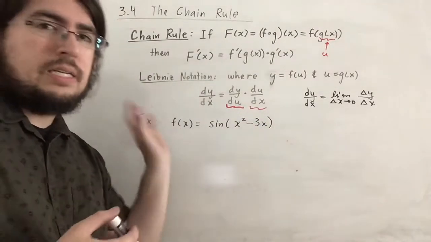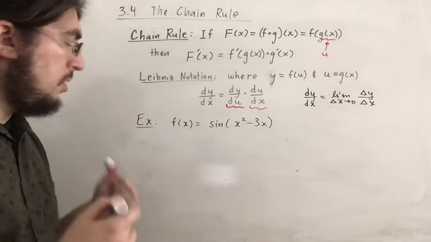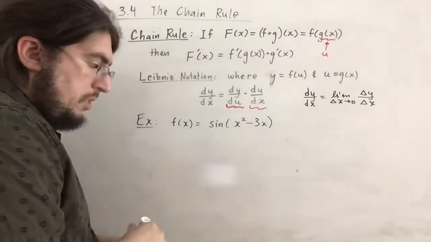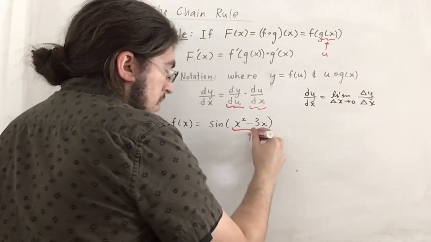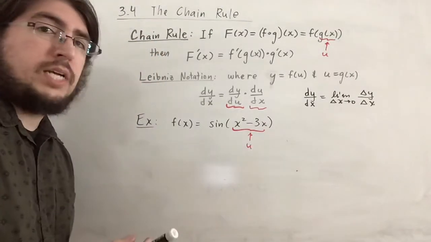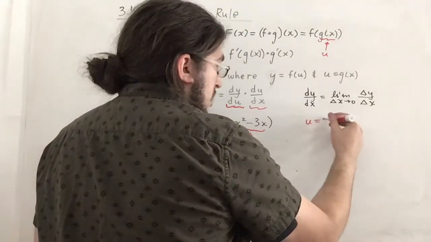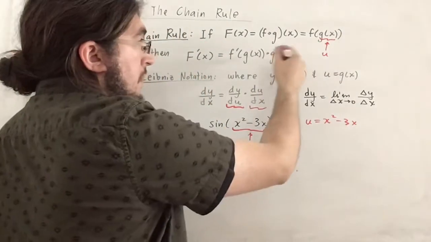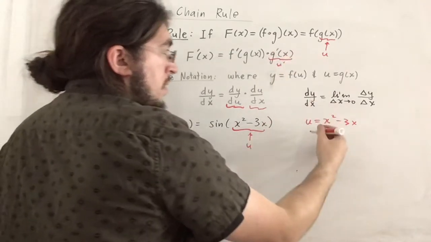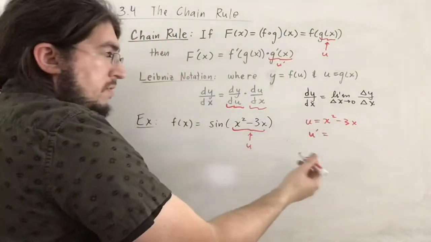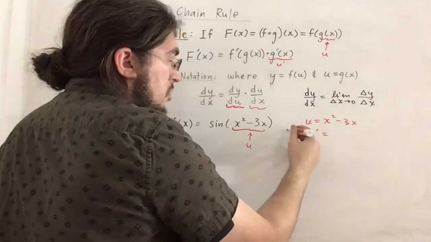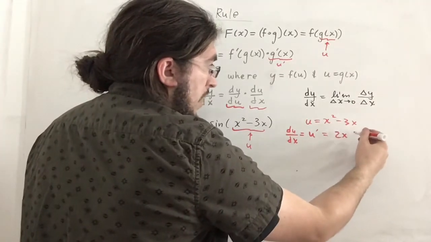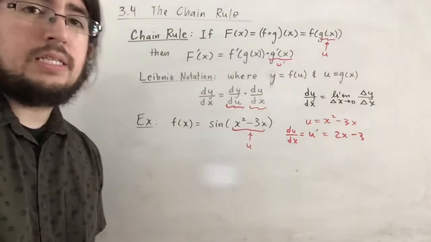But in any event, let's continue and move on with this example. If we follow these steps correctly, we want to call the inside u. This is a fine way of getting used to the chain rule. So we're establishing that u is equal to x squared minus 3x, and we want to find g prime of x, which you can think of as u prime. So u prime is the derivative of u with respect to x, so think of u prime as du over dx. That's just, in this case, 2x minus 3, the derivative of the inside.